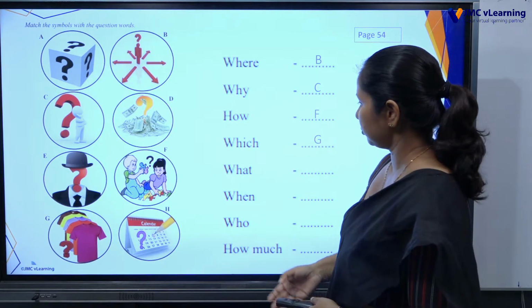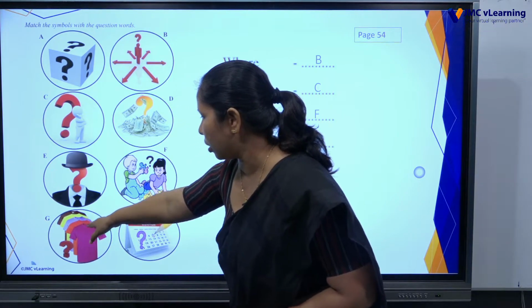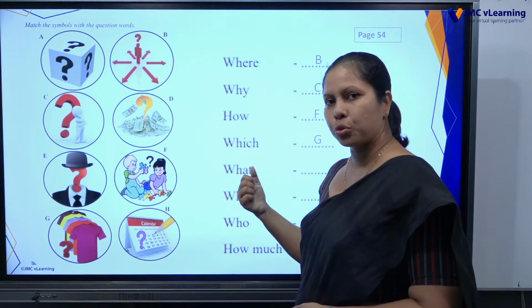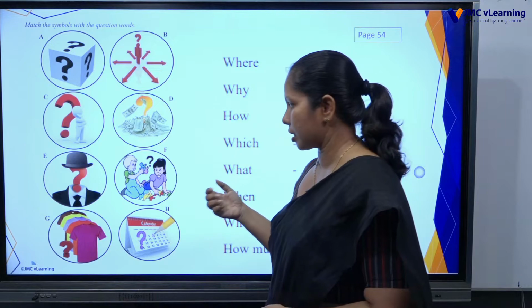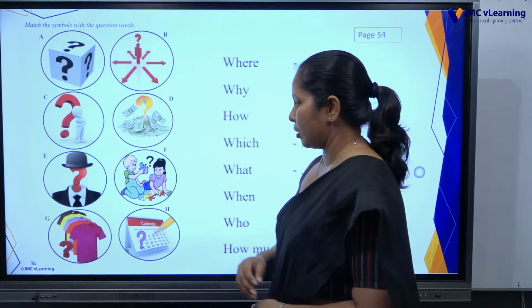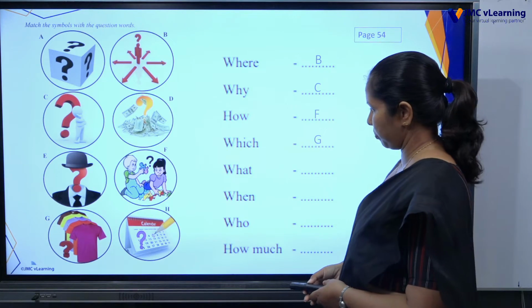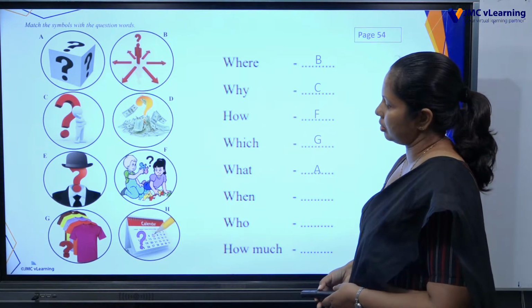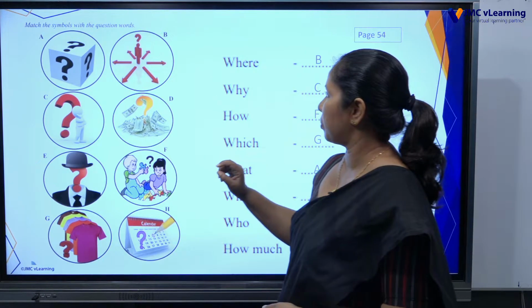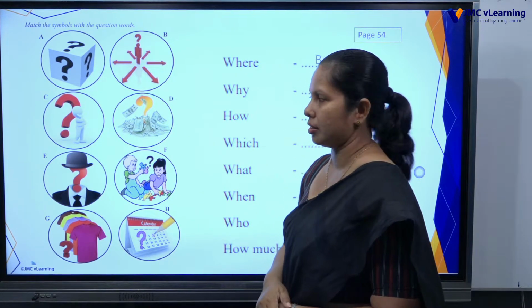Which? The symbol G. So if you go to buy some clothes, you might think which one should I buy, right? Or if there are several colors, you might think which color should I select. So the symbol G goes to the question word which. What? Again another question, what? So we can match the question word with the symbol A, what? It's a question.